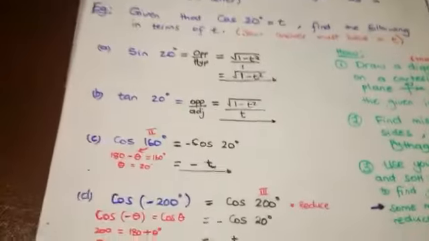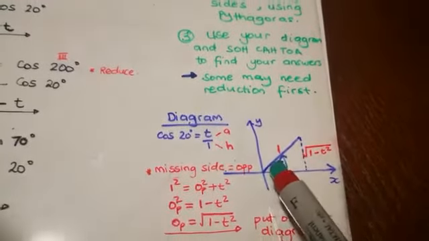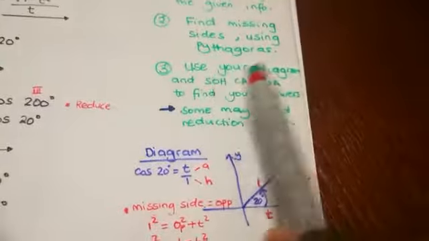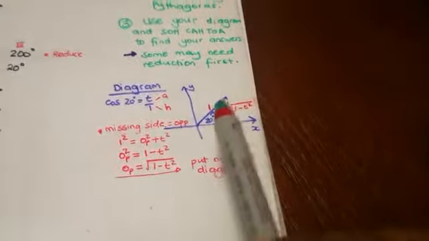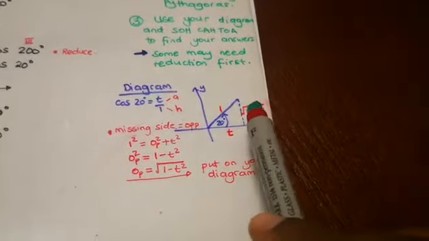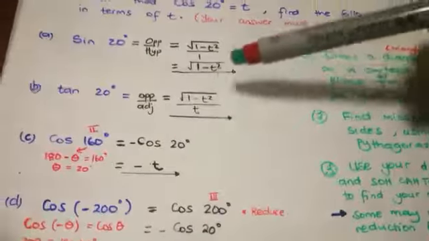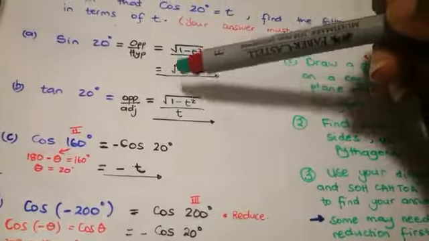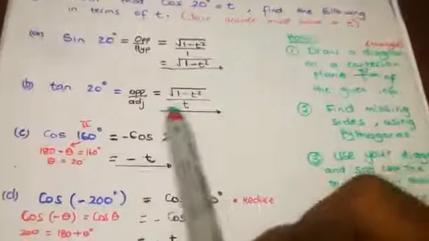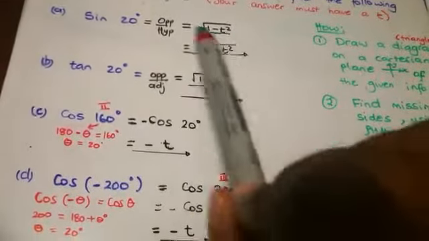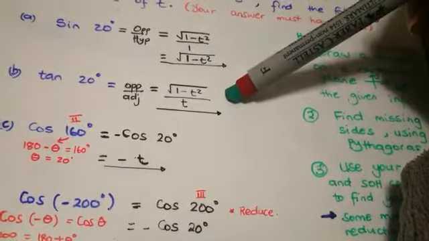Then the next question says find tan 20. Again, you come back to your diagram. Tan 20, tan is what? That's why I say here, use your diagram and SOH CAH TOA to find your answers. Tan is TOA, so it's opposite over adjacent. The opposite is the square root of 1 minus t squared, and the adjacent is t, so it's going to be over t. And then there's nothing I can do to simplify that, so my answer will just be what it is.